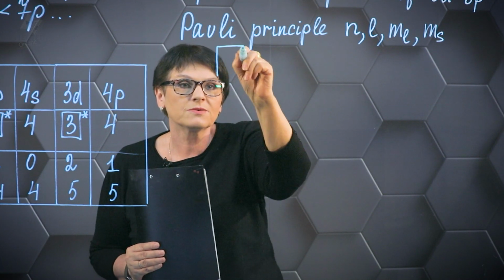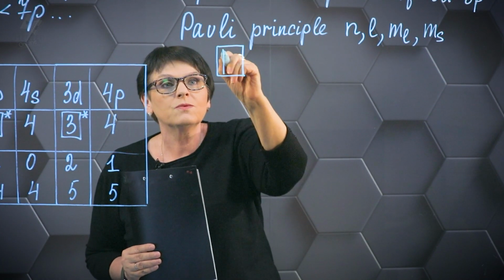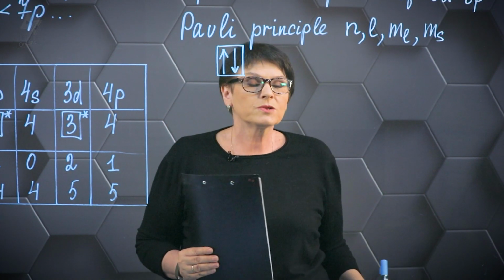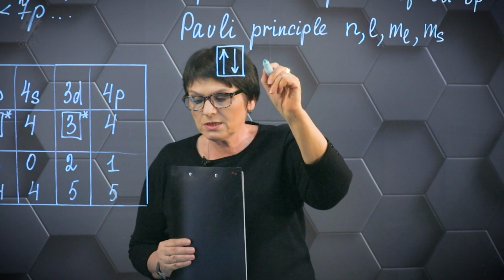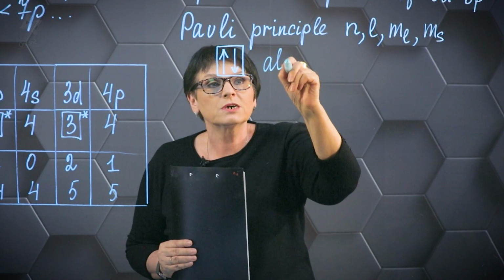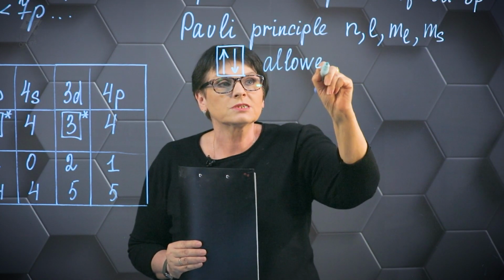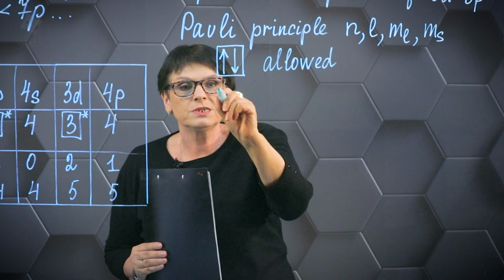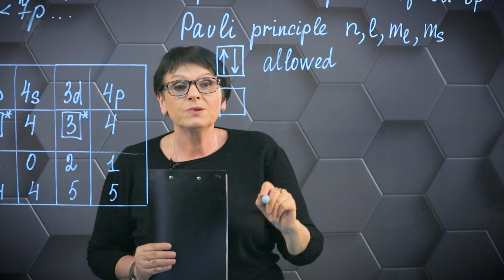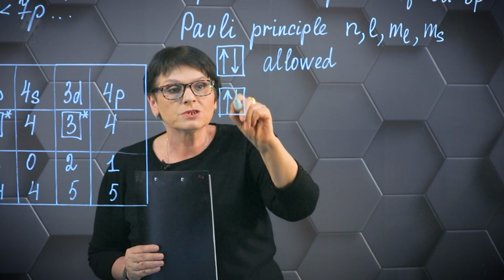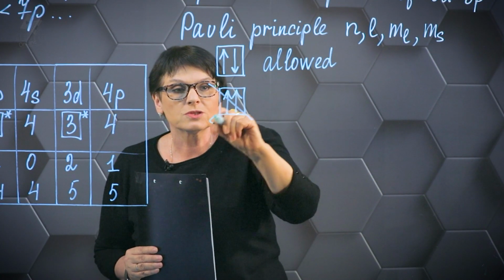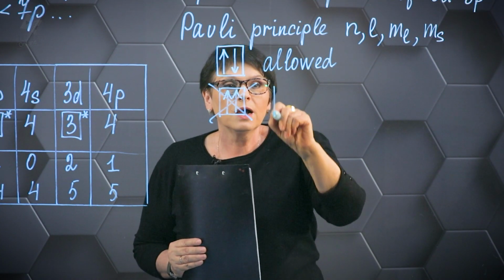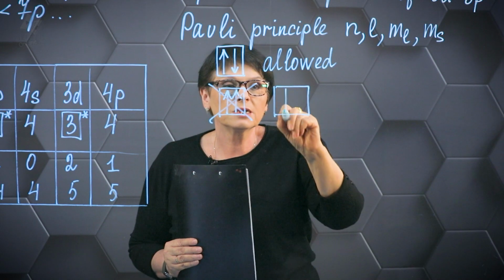For example, one cell up and the second cell down. That will be allowed in this case. This situation is correct. Further, this would be wrong, and this is called the Pauli prohibition: you cannot place the two electrons both upward by spin number, nor can you place the electrons both downward. It will be forbidden in this case.